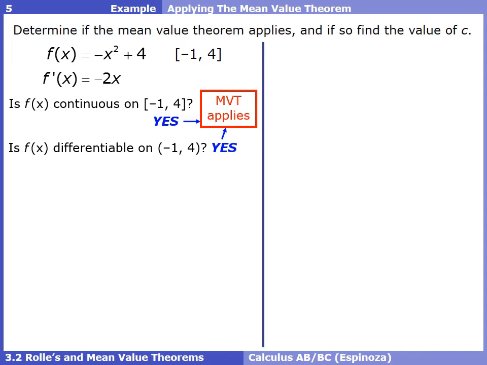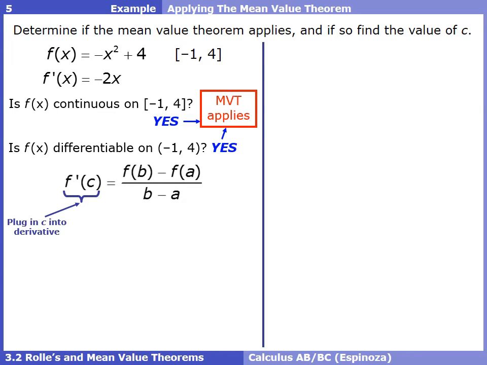The value of C is that x value where the slope of the tangent line is equal to the slope of a secant line. So let's start off with the formula of the mean value theorem. On the left side of the equation is where we put the derivative. On the right side of the equation is where we just find the slope of a line. So let's go ahead and proceed.